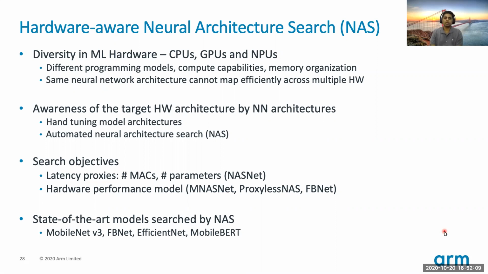So for that, the solution is automated neural architecture search, which has been researched a lot. In automated neural architecture search, or NAS, the typical search objectives are to reduce the latency. The latency proxies used in NAS, earlier, used to be the number of MACs and the number of parameters, but more recently, hardware performance models, or the actual performance measured on hardware, are used in NAS. And the state-of-the-art models searched by NAS today include MobileNet V3, EfficientNets, FBNet, or even MobileBERT, searched with neural architecture search.